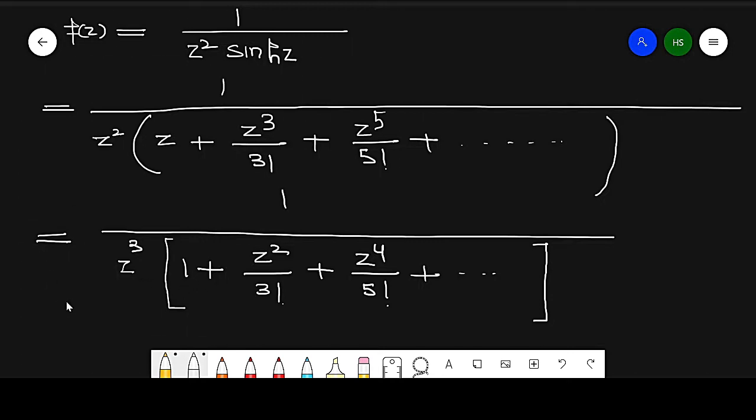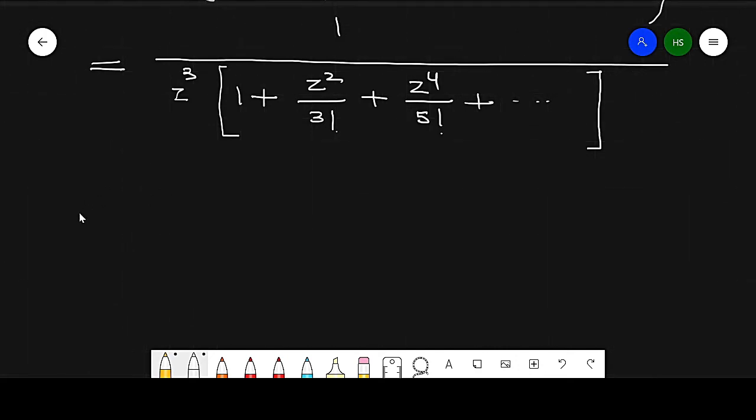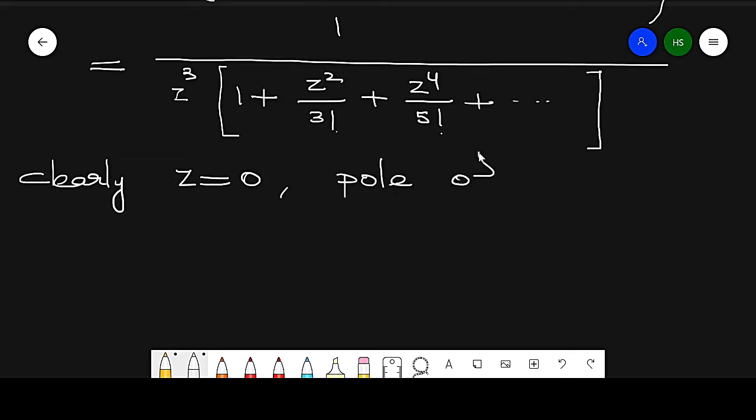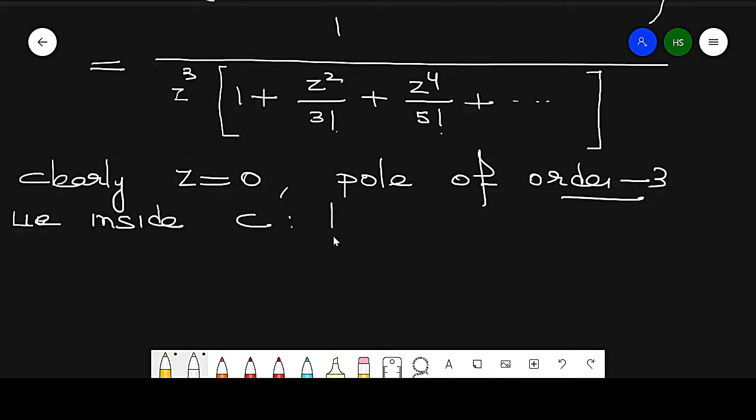So first, clearly we see that z is equal to 0, which is a pole of order 3. It is the only pole of order 3. Also it lies inside our domain C, which is mod of z minus 1 equal to 3. So clearly it lies inside this.